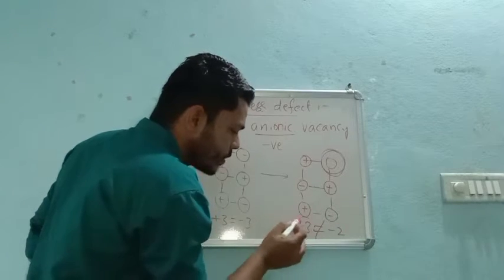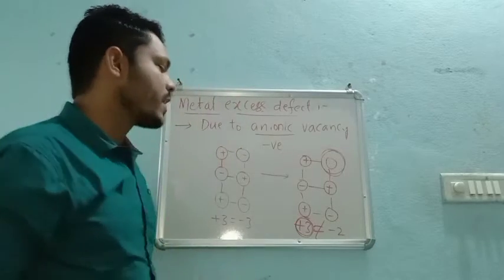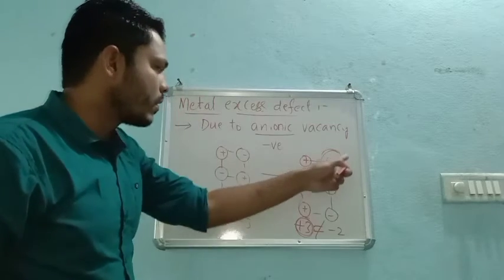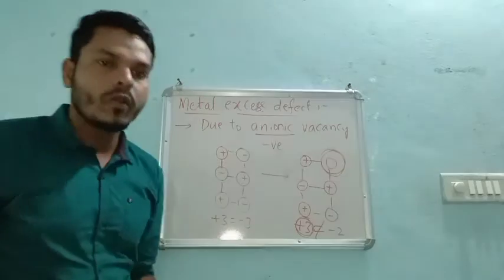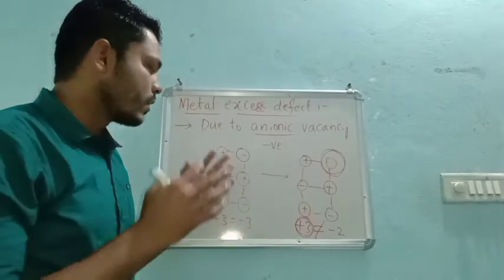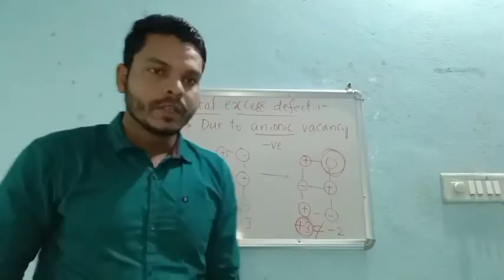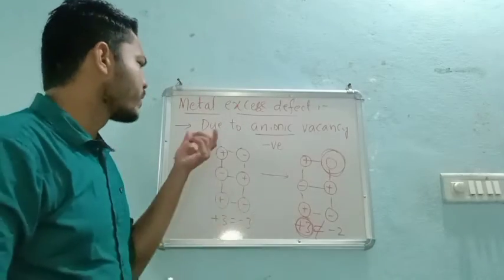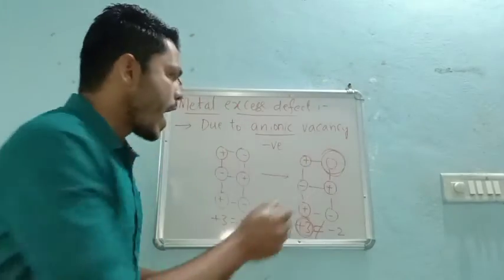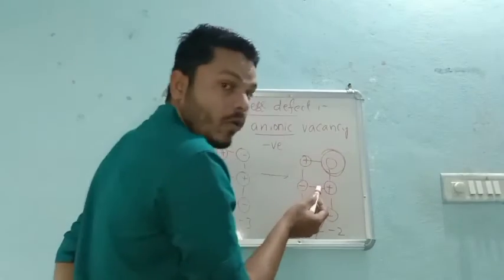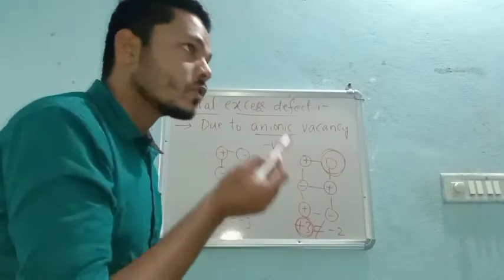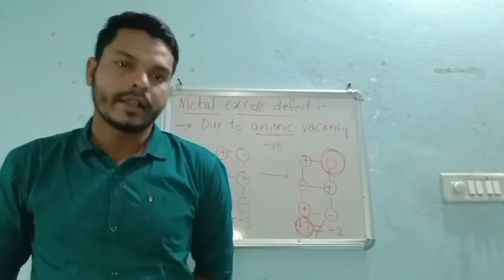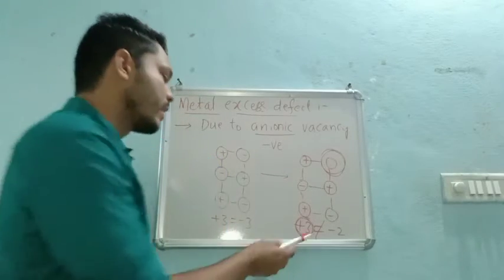That means which charge is dominating, or which charge is more here? Positive charge. So if any solid undergoes such changes, keeping more positive charge in it, then definitely this type of defect will arise. Very simple, due to anionic vacancy. An anion is vacant now, I mean empty. That is the reason why the metal excess defect arises.